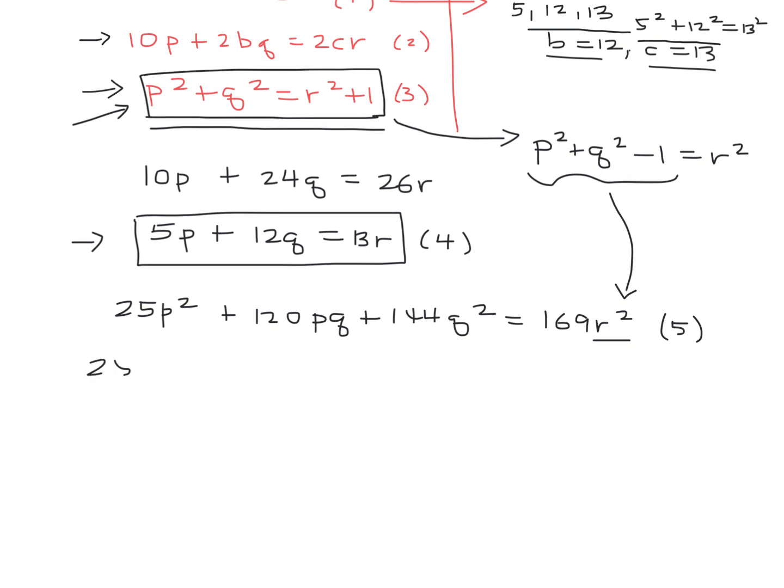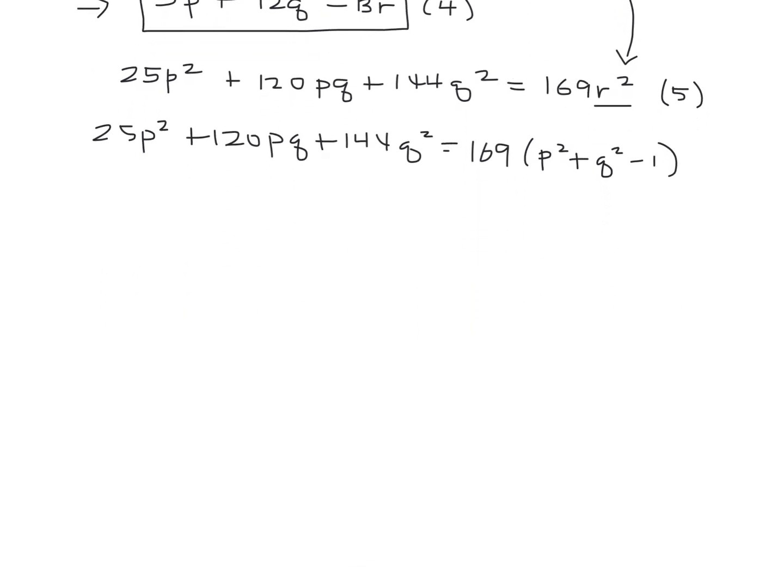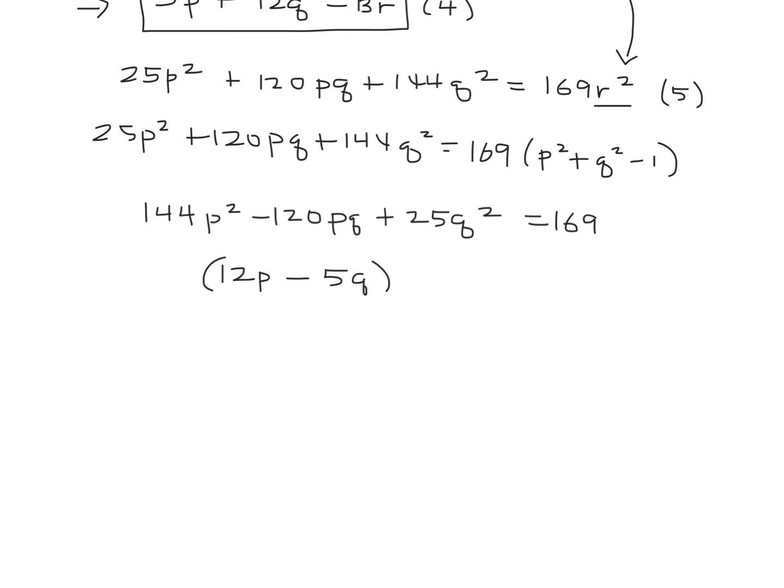Okay. All right, so 25p squared plus 120pq plus 144q squared is equal to 169, and then this p squared plus q squared minus 1. Okay. All right, I think that's pretty good. All right, so let's expand this out and collect like terms and all that stuff. And when you do, you get 144p squared minus 120pq plus 25q squared is equal to 169. And then this factors very nicely, which is wonderful. 12p minus 5q all squared is equal to 169. So that basically means that 12p minus 5q is equal to plus or minus 13.